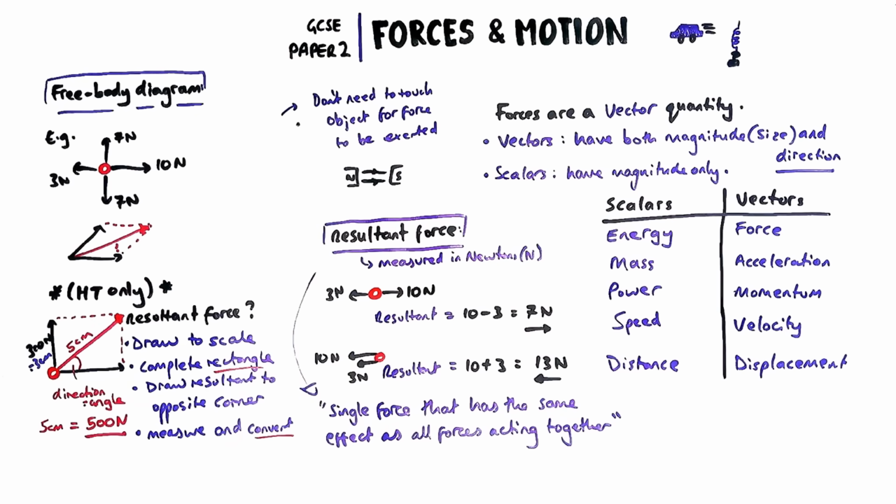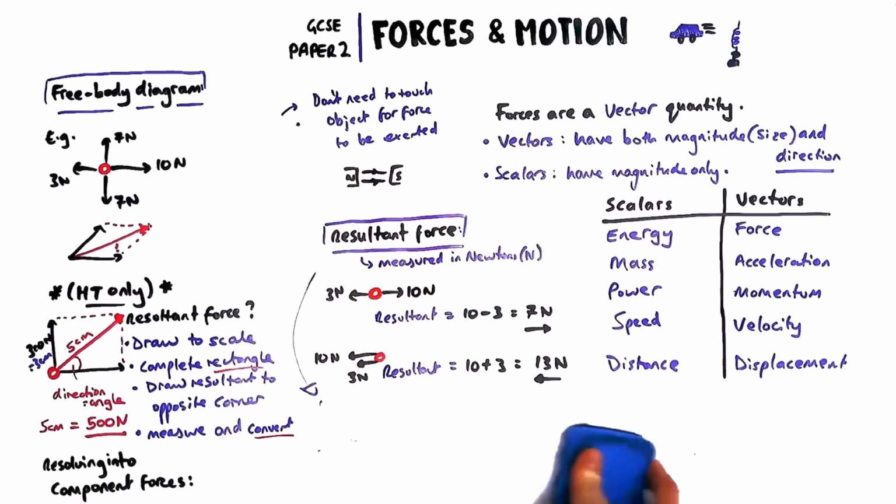Your resultant force would be from the bottom left to the top right, and you'd find the length of it, and convert it back into whatever units you're using with your scale. The opposite of this process is called resolving components, or resolution of components. And because it's the opposite of this process, what it means is that you are given a resultant force initially and you've got to split it up into its component forces.